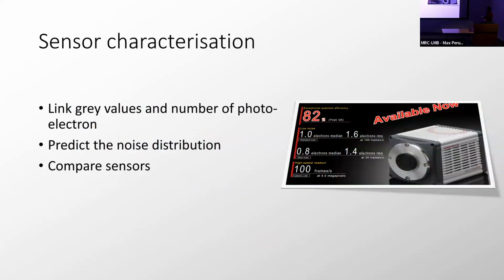So we can characterize our sensor. We have a QE, which gives us how many photons will be converted to a photoelectron. We would have our readout noise here, and then some other characteristics such as the frame rate. But this data basically will give you the noise distribution and allow you to compare sensors.